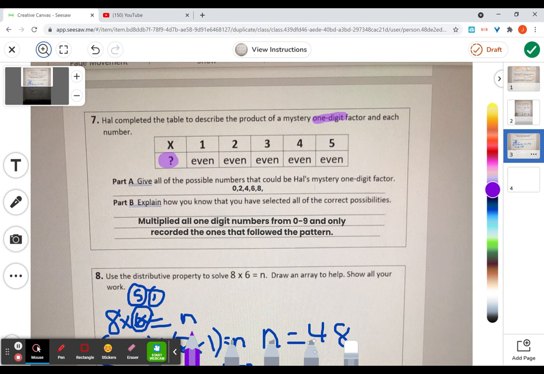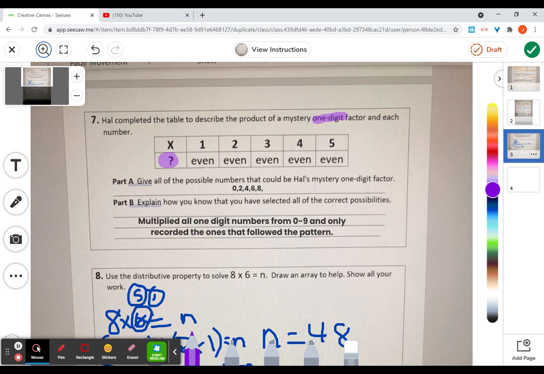So I think I left off on like 2. So 2 times 1 is an even number. 2 times 2 is 4, even number. 2 times 3 is an even number. 2 times 4 is an even number. 2 times 5 is an even number. So I know that working with 2 as this question mark, as this mystery one-digit number, 2 works. Then I can move to 3.